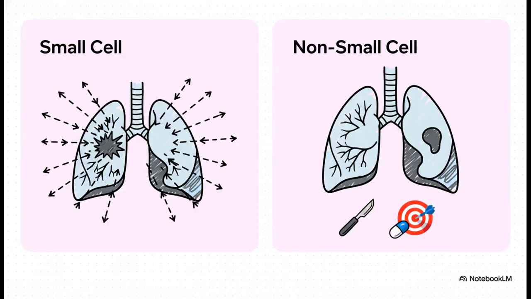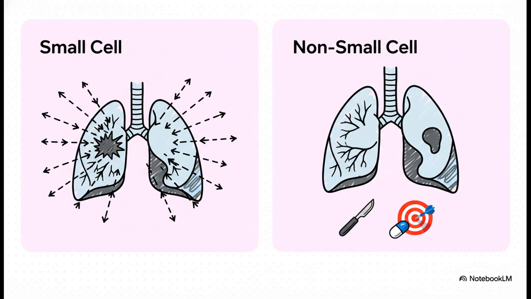So, what's the real difference here? Well, think of small cell as the fast and furious version. It's usually central, it grows like crazy, and it spreads early. Now, it's pretty sensitive to chemo at first, but the long-term prognosis, well, it's generally poor.